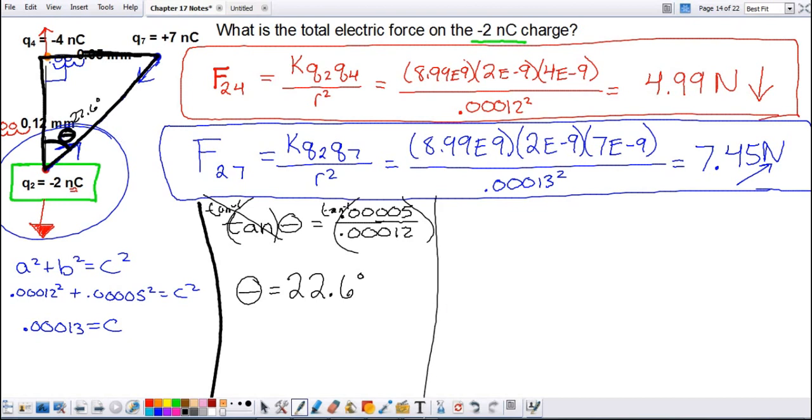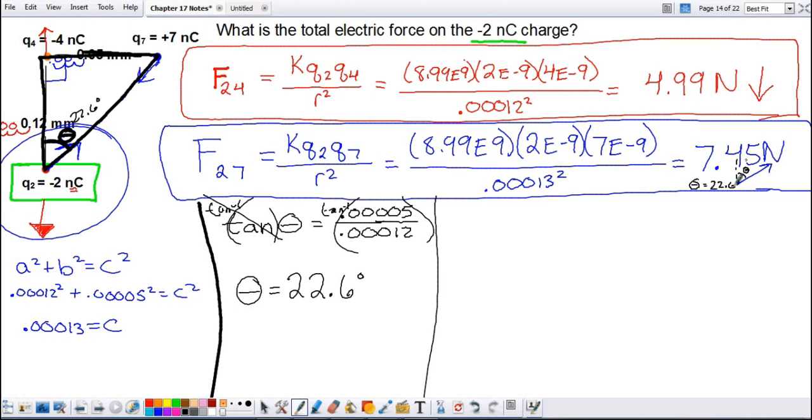So we can put that up here. And that is this angle. Draw that in. Okay, now I have the two forces, but we want to find the overall net force. So I need to add them together. Well, in order to add them together, this one's pretty easy, it's straight down, but this one's at an angle.